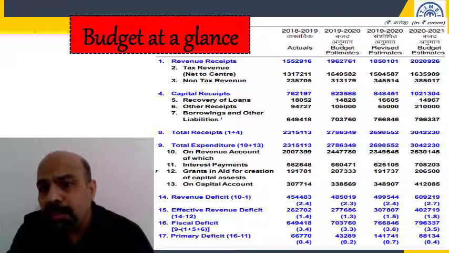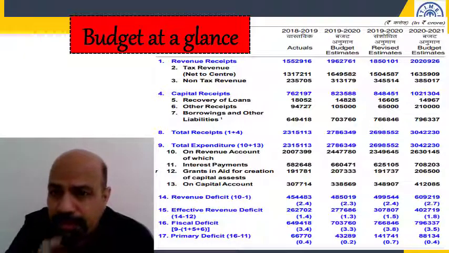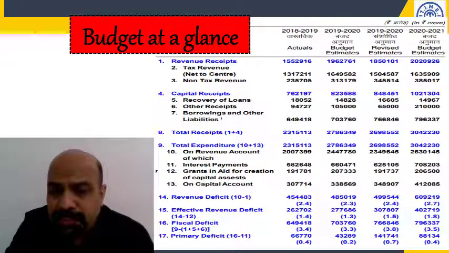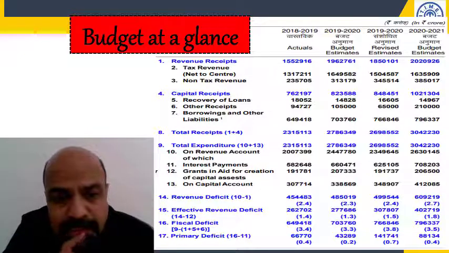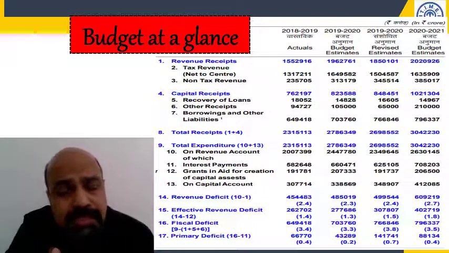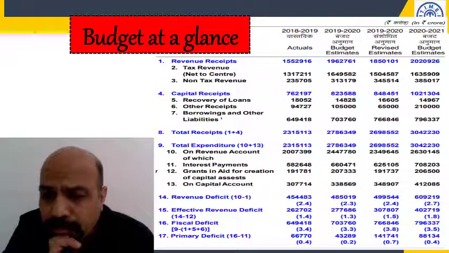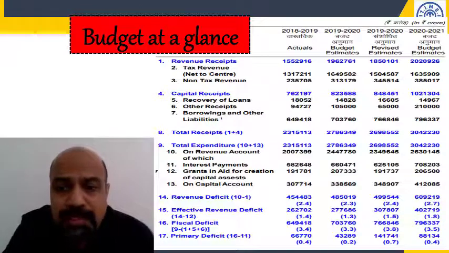You see this for the coming, okay, we'll take the middle columns. Look at this. Previous year budget analysis estimate was 43,289. So what is primary deficit? 16 minus 11. What is 16 here? Fiscal deficit, total borrowings. Fiscal deficit we said is total borrowings. Total borrowings likely to be 7,03,760 crore, and out of that, what is 11? Interest payments.